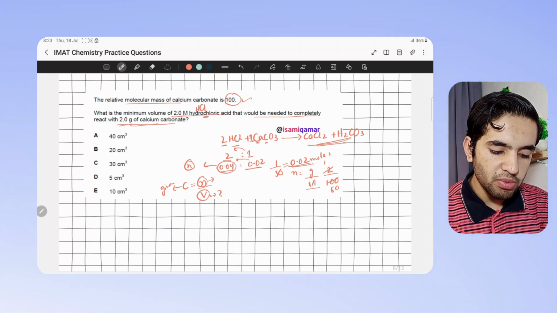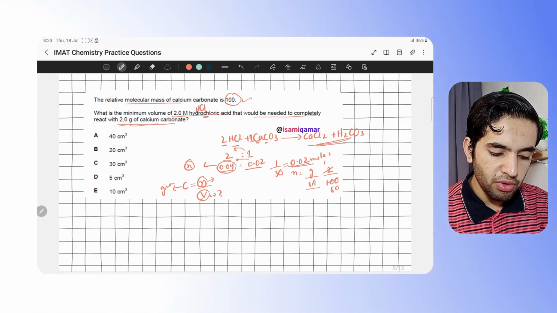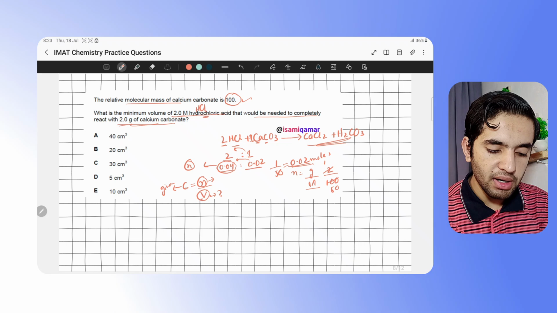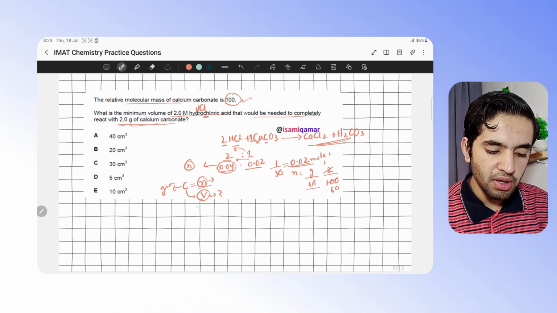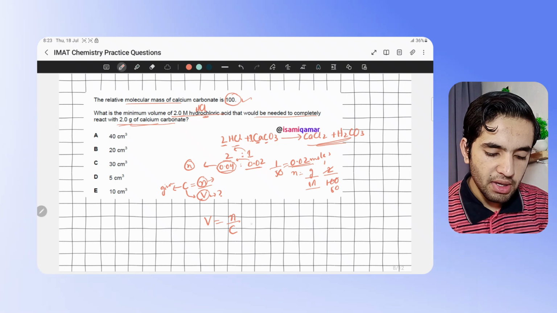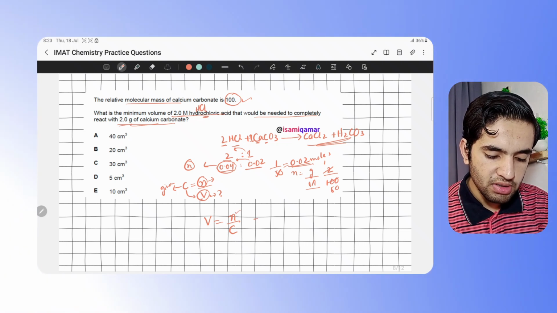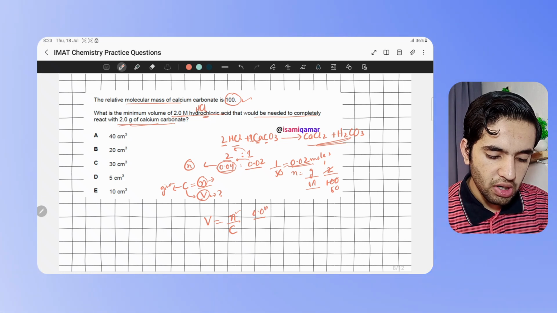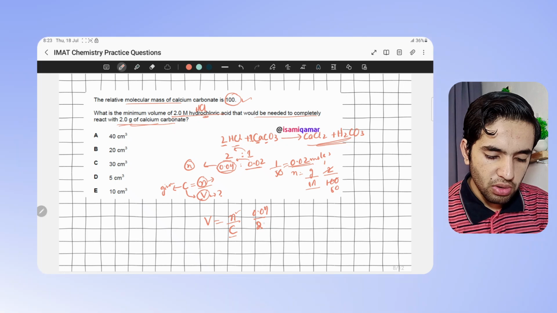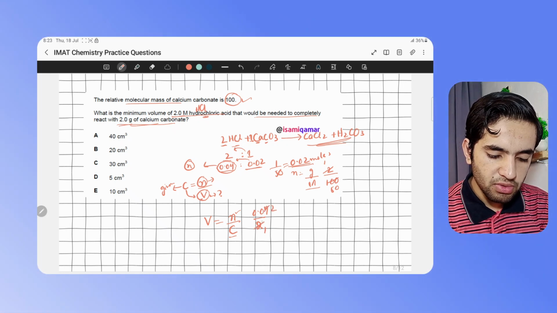Volume here is dividing, so when it goes to the other side it will be multiplying, and the concentration will come here. So volume is equal to number of moles divided by concentration, or molarity. Now put values here. We have 0.04 for the moles, and the concentration is given as 2 molar. So 2 one time and 2 two times, so 0.02.